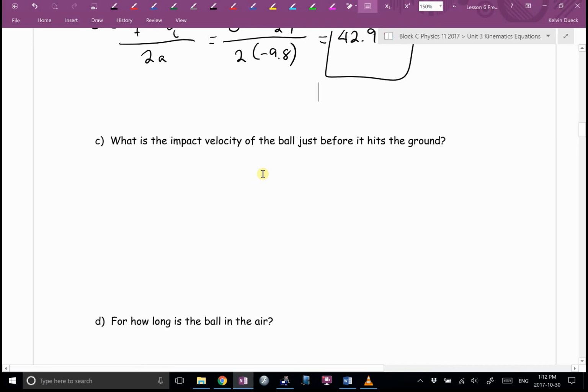What's the impact velocity of the ball just before it hits the ground? By the way, whenever I talk about impact velocity, really what I mean is what's its velocity when hitting the ground? What's this question asked me to find? VF. Isn't it 0? Misha, is it 0 after we hit the ground? Well, sorry, the impact velocity when we hit the ground, is that 0? No, not yet.